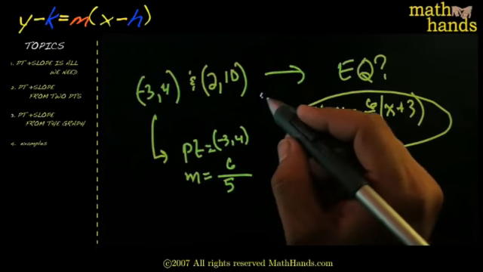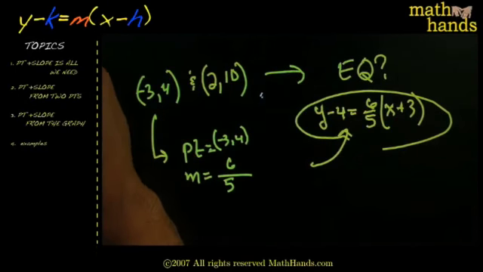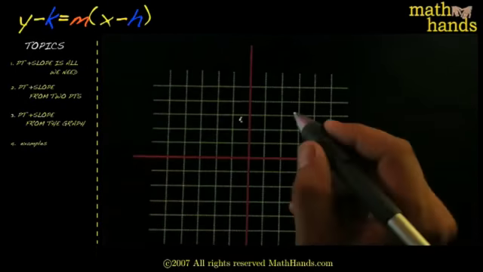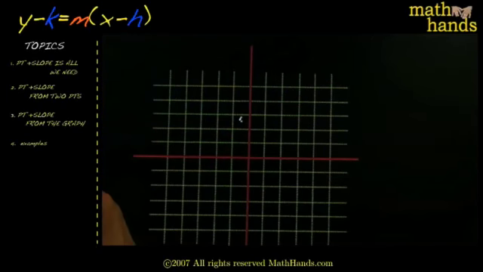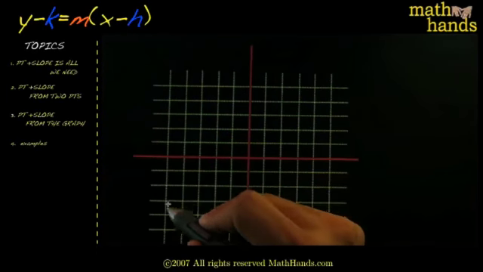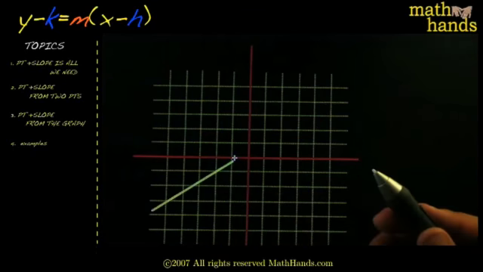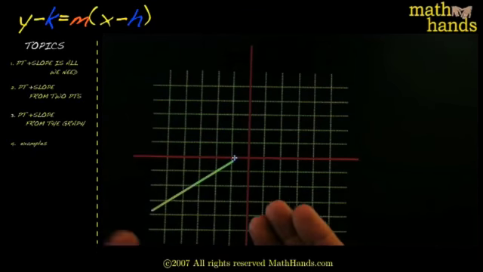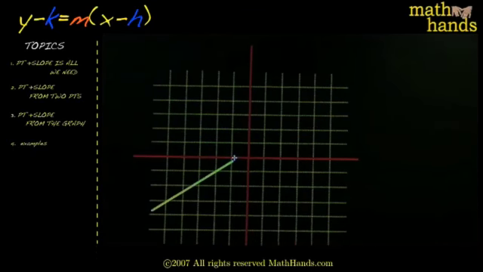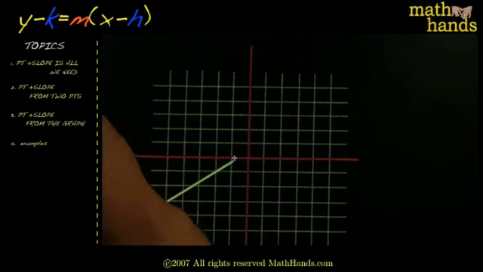You can even play this game if they don't even give you 2 points. Suppose all they give you is the graph. For example, let's say they give you this graph, suppose this line right here. And that's it. That's all they give you. And from there, you're supposed to figure out the equation. You think to yourself, oh my goodness, what am I going to do? I know what we can do.